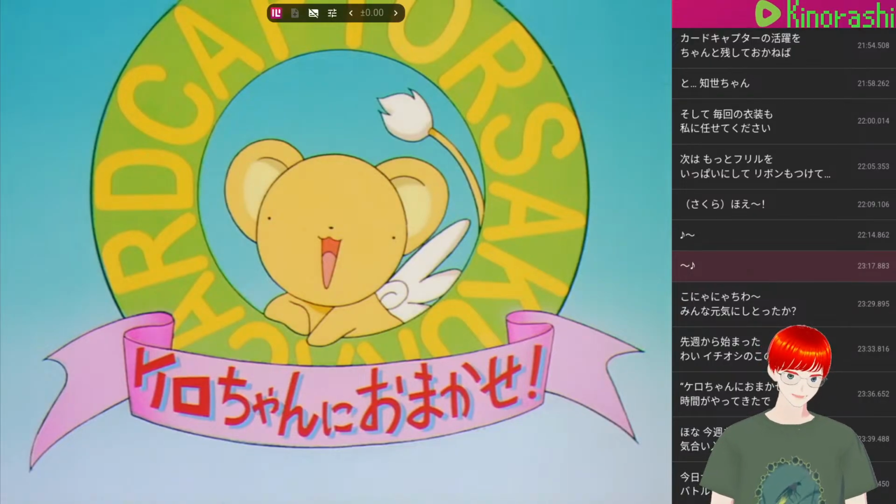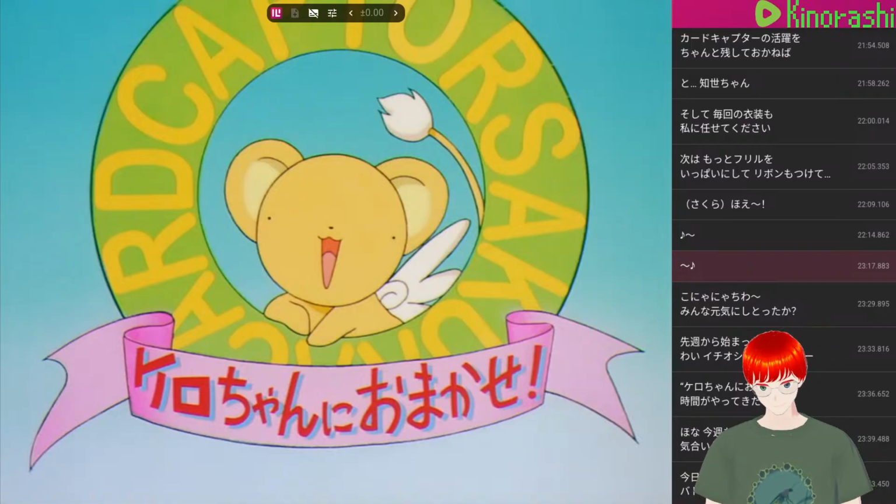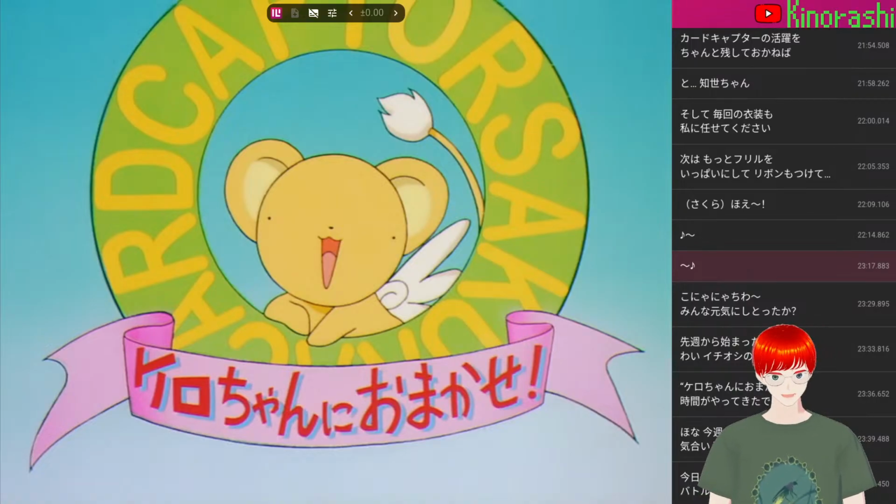Hiro-chan ni omakase. I believe that's extra omakase. Omakase. Oh, that's right. Leaving a decision to someone else. Okay, so this is just the noun form of makaseru. So in other words, leave it to Kero-chan.